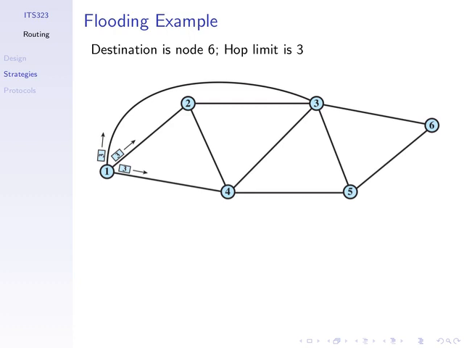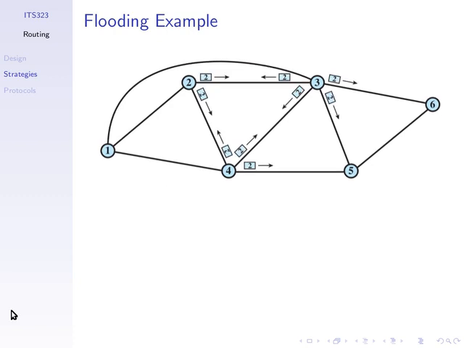the packet sent from 1 to 4 contains sequence number 1. The packet sent from 1 to 2 contains sequence number 1. And the packet sent from 1 to 3 contains sequence number 1. So these numbers are not sequence numbers. They're something else. If we include a sequence number, the next step, 2, 3, and 4 receive a packet.